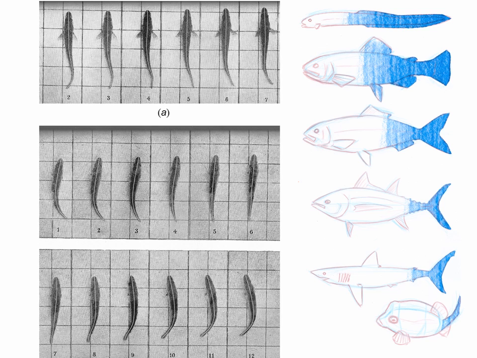So what does this mean? It means as the fish tail is flipping, take a look at those photographs on the left-hand side. Notice that the front part of the fish doesn't move as much. There's more movement in the back of the fish.